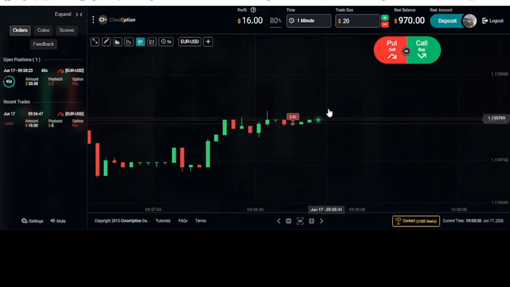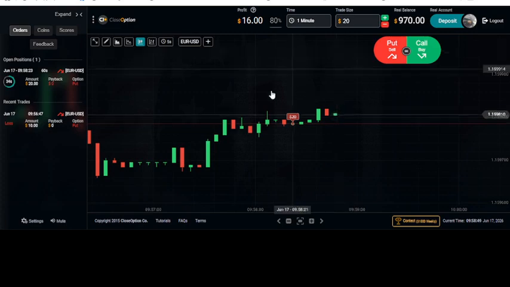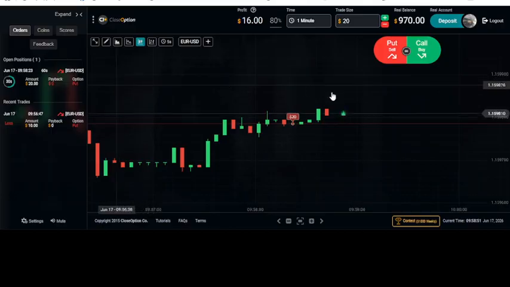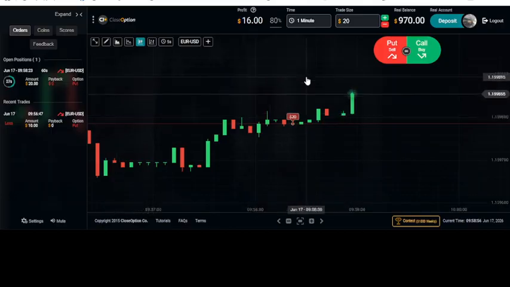Now, if I lose this trade again, I'm going to double up the trade to $40. That way, if I win, it'll recover the loss of the previous 2 trades and gain additional profit on the current trade.